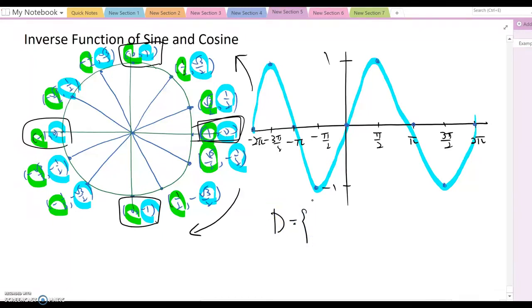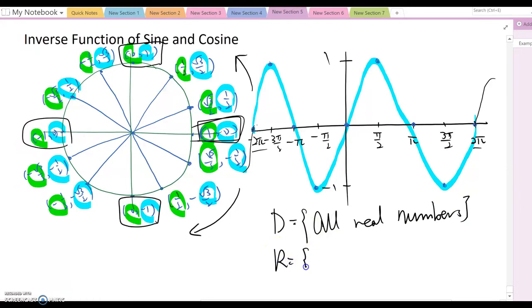Okay, then now, based on this, what will be the domain here? So I only show between negative 2 pi to 2 pi, but it keeps on moving like this and it keeps on moving like that. So as you see, the domain will be all real numbers. What is the range? So y always fluctuates between 1 and negative 1. So negative 1 and 1 will be its range here.